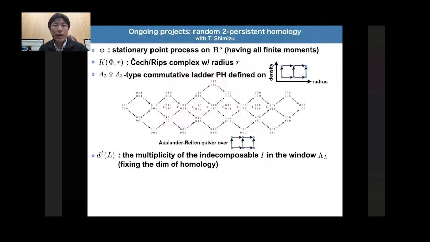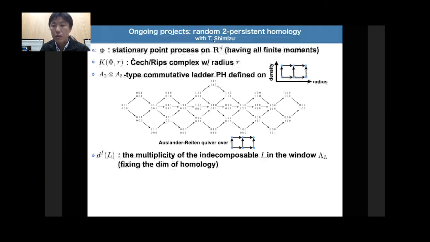All right, so this is the final slide of my talk. Let me briefly explain an ongoing work with my student Shimizu. Here, I go back to the original motivation explained at the beginning of my talk. As I mentioned, some computational experiments about commutative radar persistence based on random point processes implied that non-interval indecomposables rarely appeared. I'm interested in this phenomenon, and we obtained the following results so far.